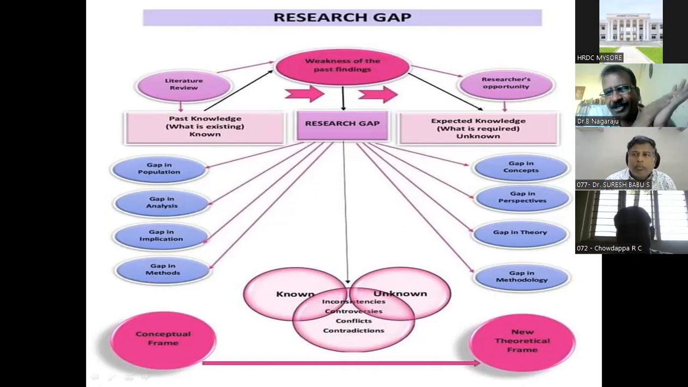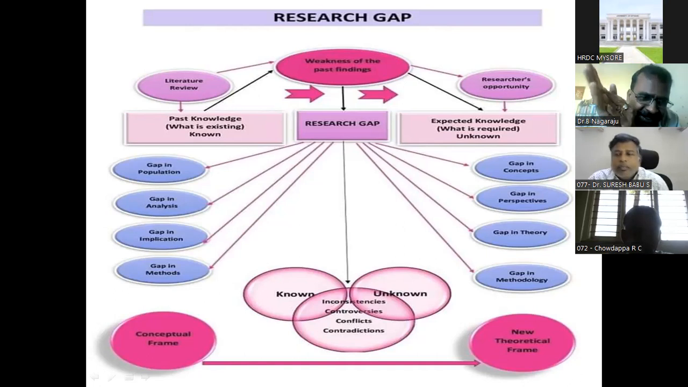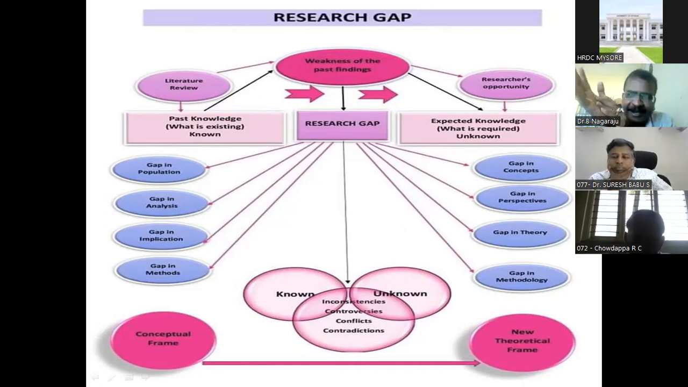Here we have past knowledge as well as the expected knowledge. So there is gap in population, gap in analysis, gap in implications, gap in method, likewise gap in concepts, gap in perspectives, gap in theory, gap in methodology. Here there are so many gaps to consider. Whenever you go with the literature review, you are going to mention them on the basis of your research type, whether it is descriptive, explorative, empirical, basic or fundamental, like that. That is the thing you have to understand very clearly first.